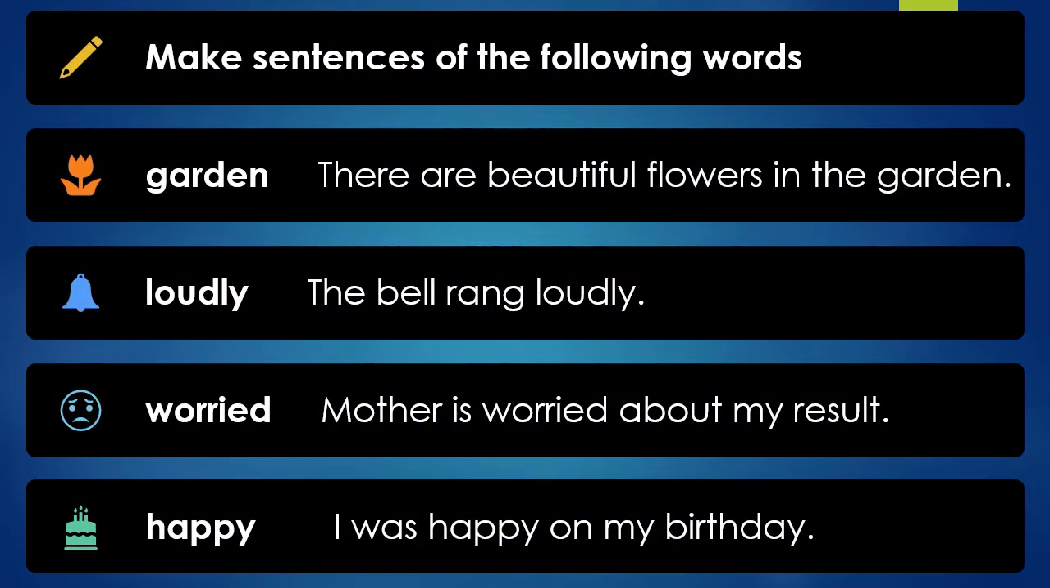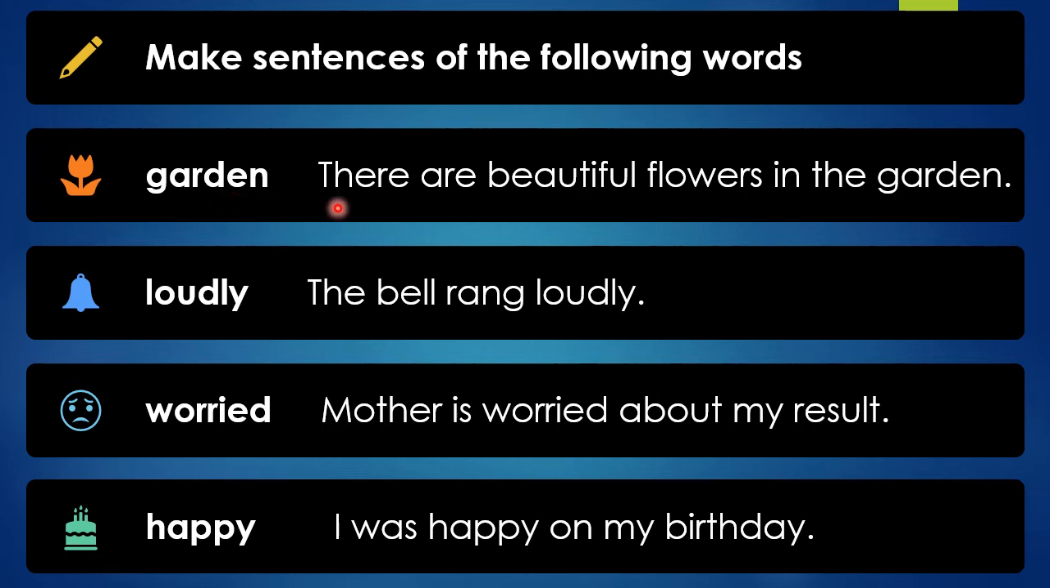Now students, we'll make sentences of the following words. The words are garden. The second word is loudly. Third is worried. And fourth word is happy. I'll give you sample sentences for the particular words. I always encourage my students to make sentences on their own.